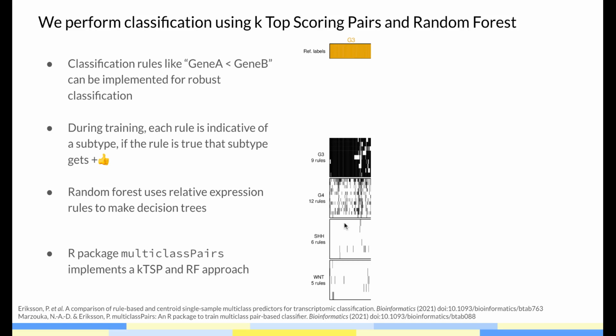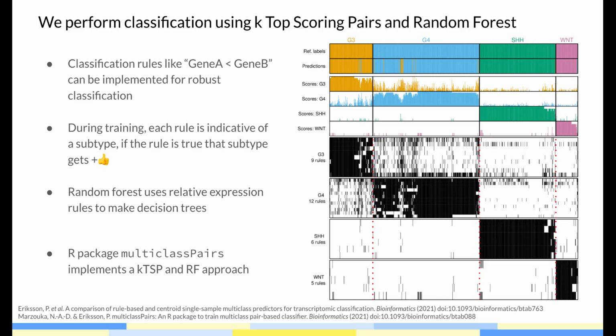These upvotes or upticks contribute to the scores. And again, you'll see that the scores for group 3 are much more saturated than for group 4, SHH, and WNT. And the same will be true for the remaining of the subtypes in the dataset. Random forest also uses these relative expression rules to make decision trees, making these classification methods promising for our purpose. The R package, multi-class pairs, implements a KTSP and random forest approach as well, so we're able to use the functions from this R library for testing in our project.